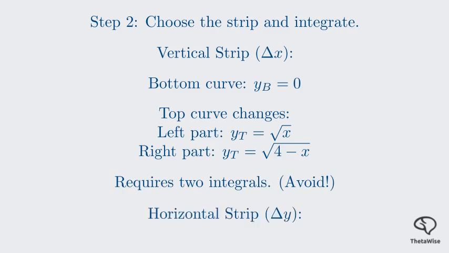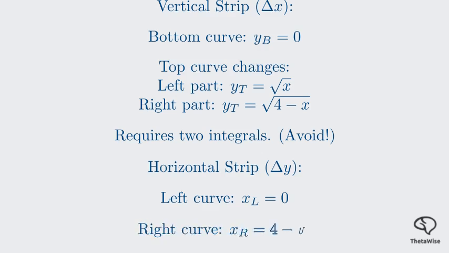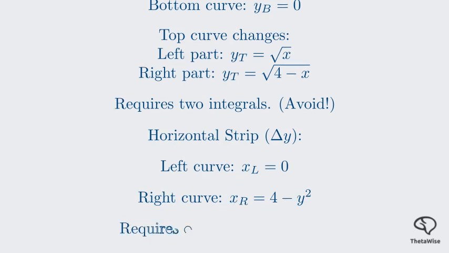Now let's try a horizontal strip. The leftmost boundary is always the y-axis, x equals 0. The rightmost boundary is always the parabola x equals 4 minus y squared. This is a single continuous boundary. So, a horizontal strip is the best choice here.